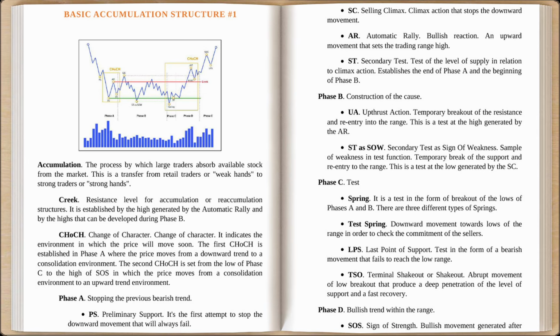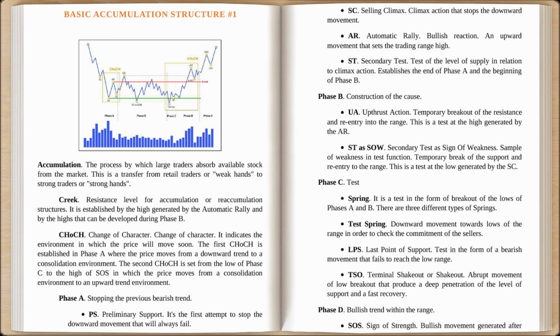This is a transfer from retail traders or weak hands to strong traders or strong hands. Creek, resistance level for accumulation or reaccumulation structures. It is established by the high generated by the automatic rally and by the highs that can be developed during phase B. CHoCH, change of character. It indicates the environment in which the price will move soon.